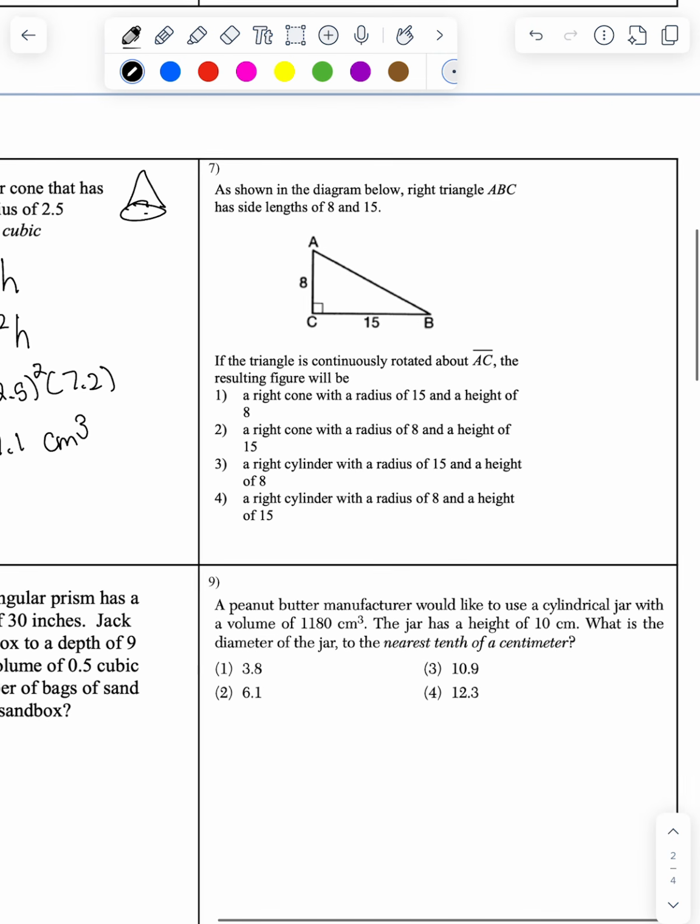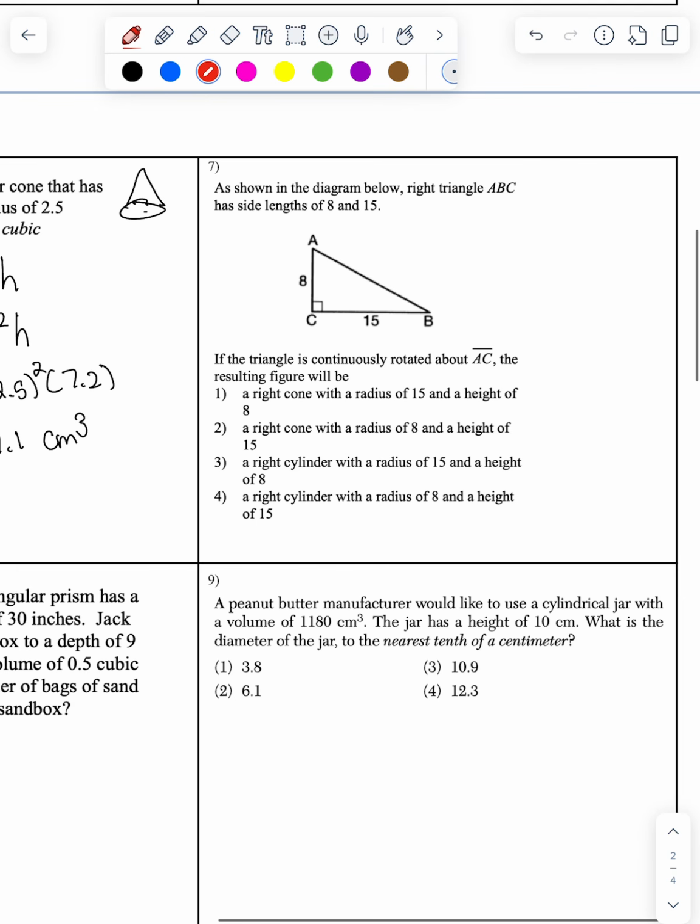For question number 7, we are rotating around side AC. So when it spins really fast around AC, you can think of it as a flag rotating around a flagpole. We're going to see it on both sides, and the straight edges are going to become circular. So it's going to look like this kind of cone here with a height of 8 and a radius of 15. And that's going to be answer choice number 3.